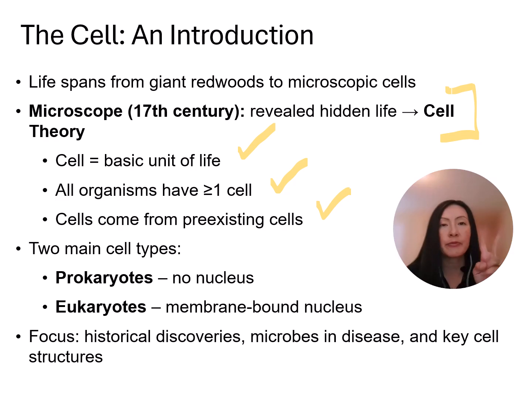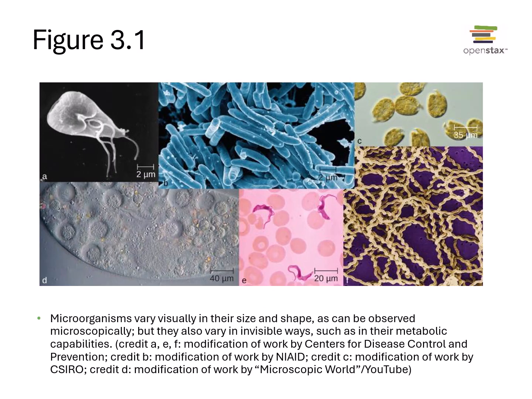Of cell types, we have 2 main ones: the prokaryotes, which do not have a nucleus, and the eukaryotes, which do have a membrane-bound nucleus. And we're going to focus first on the historical discoveries that laid this foundation. This image shows the diversity of microorganisms. Some differ by their size and shape, others differ in their metabolic activity. So they'll look very similar, but their metabolism is different. And all of these differences are important in understanding disease and classification of microbes.